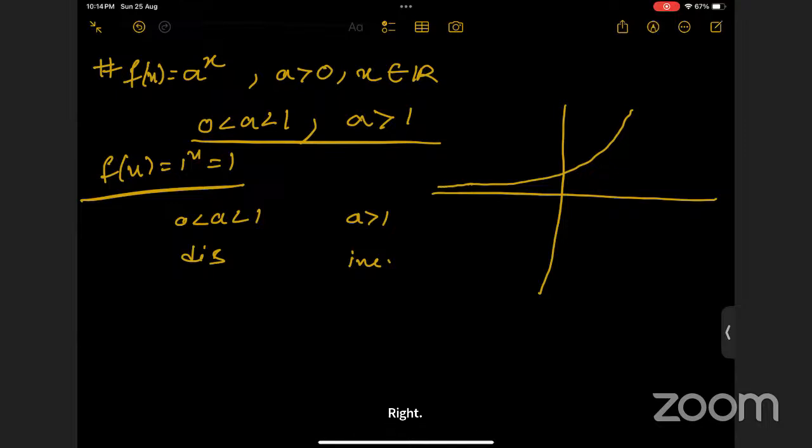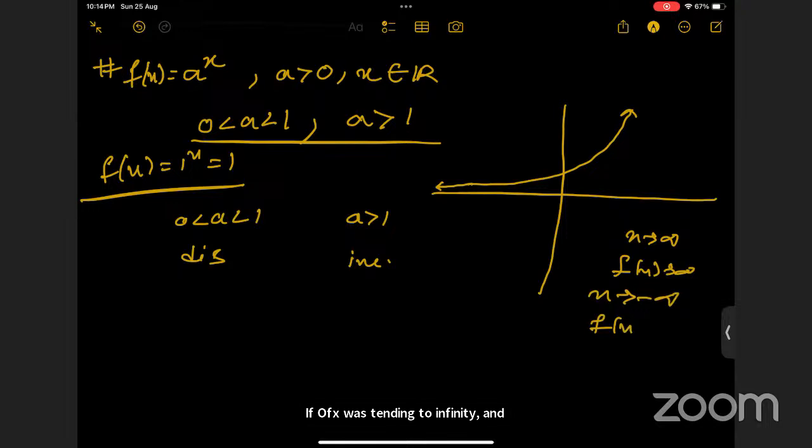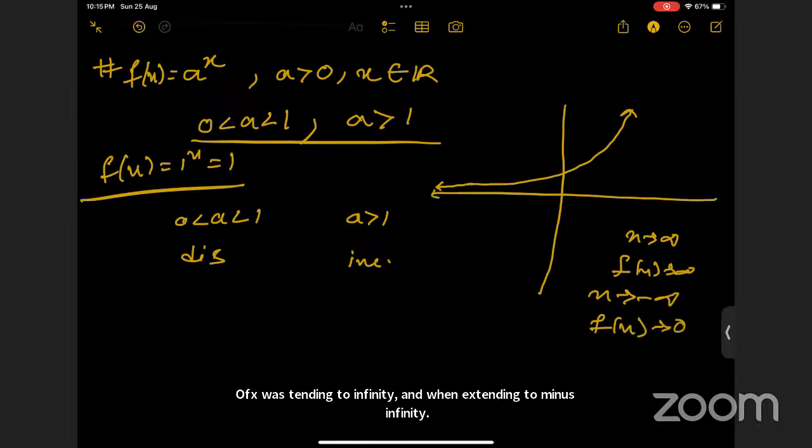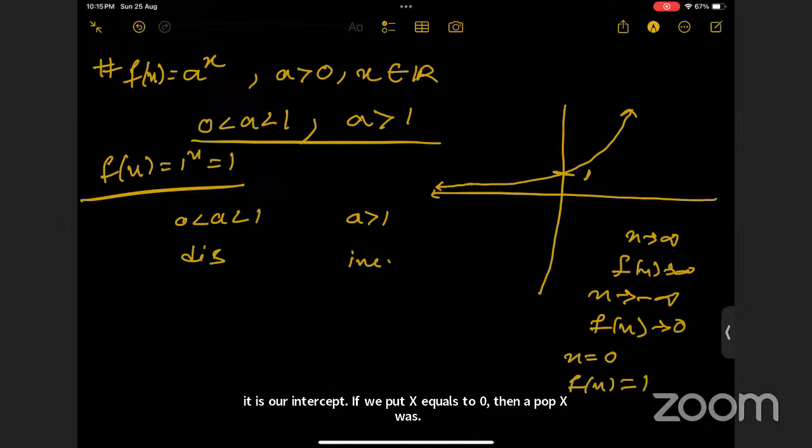Correct? Yes, ma'am. So it was tending to 0 and it was tending to infinity. That means when x tends to infinity, f of x tends to infinity, and when x tends to minus infinity, f of x tends to 0, right? This point was 1 because it is our y-intercept. If we put x equals 0, then f of x was 1. So this is the y-intercept.